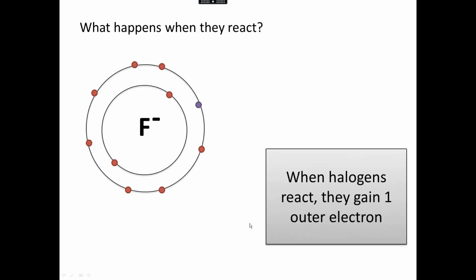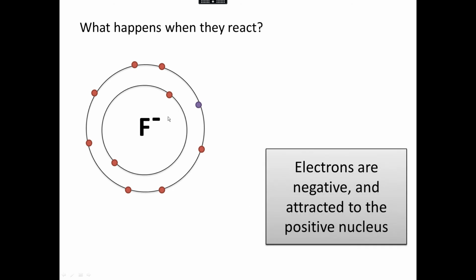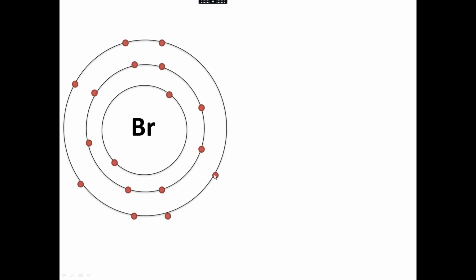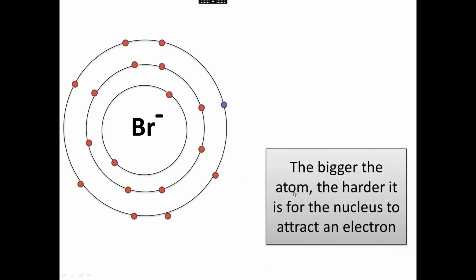Right? Now, when the atom is small, the outer orbit is closer to the nucleus, so it's easier to attract in that electron. With a larger atom, the outer orbit is further from the nucleus, so it's more difficult to attract in that electron. Remember, the nucleus contains positive protons, which is normally good at attracting electrons, but if the outer orbit is far from the nucleus, it's more difficult to attract in that electron. So the bigger the atom, the harder it is to attract in an extra electron.